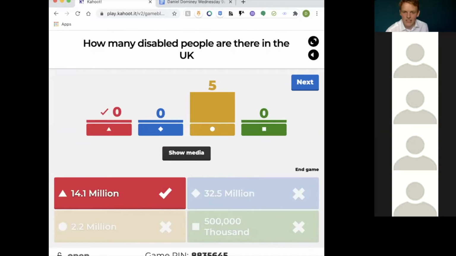Yeah, so it is 14 million. I can see all 5 of you put 2.2 million. So yes, when I do say the statistic, it does sometimes surprise people. There's a whole range of disabled people, especially when you include that not all disabilities are visible. So it's far more prevalent than you may expect. Let's go on to the next question.